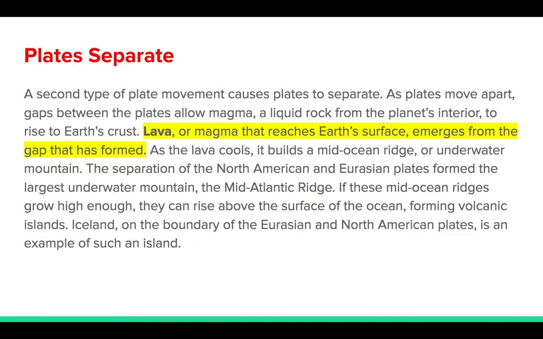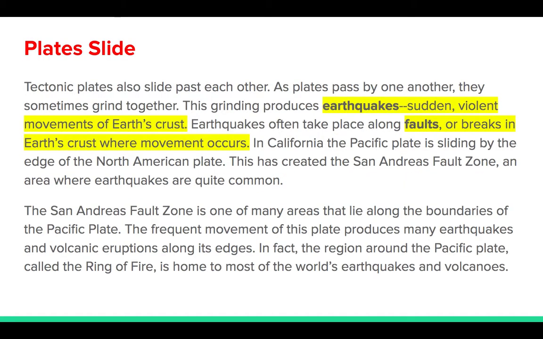If these mid-ocean ridges grow high enough, they can rise above the surface of the ocean, forming volcanic islands. Iceland, on the boundary of the Eurasian and North American plates, is an example of such an island. Plates slide. Tectonic plates also slide past each other. As plates pass by one another, they sometimes grind together.